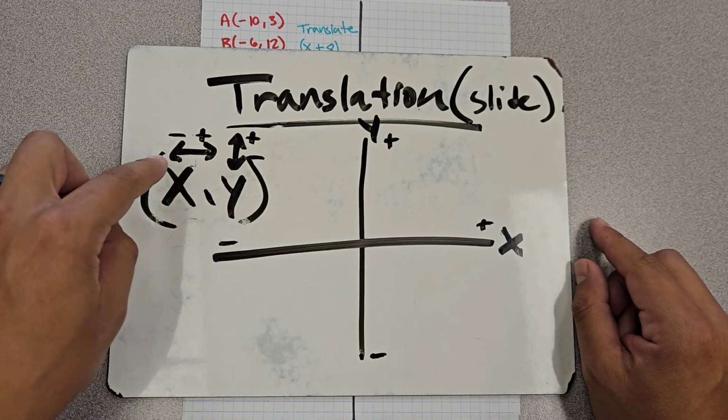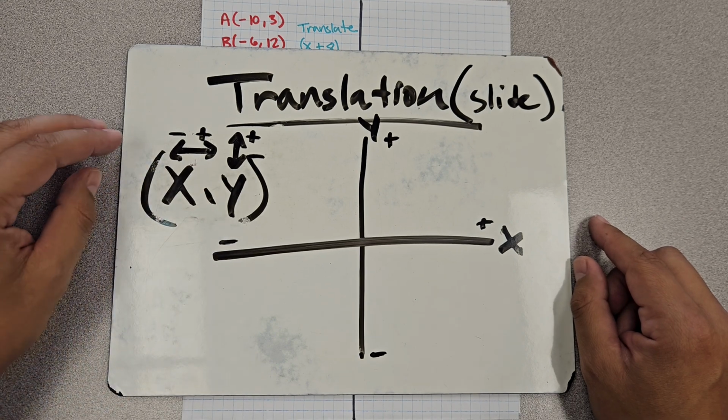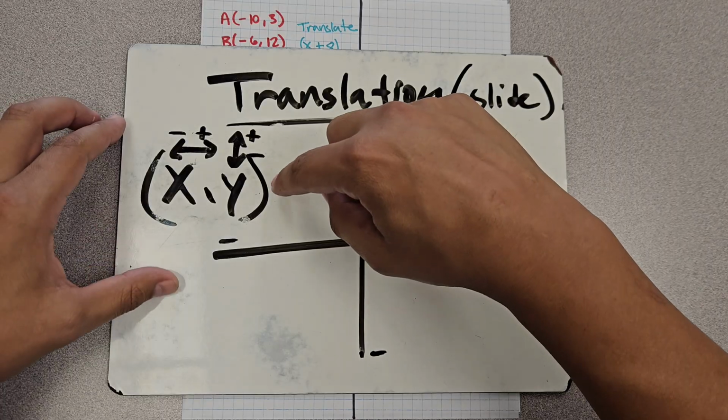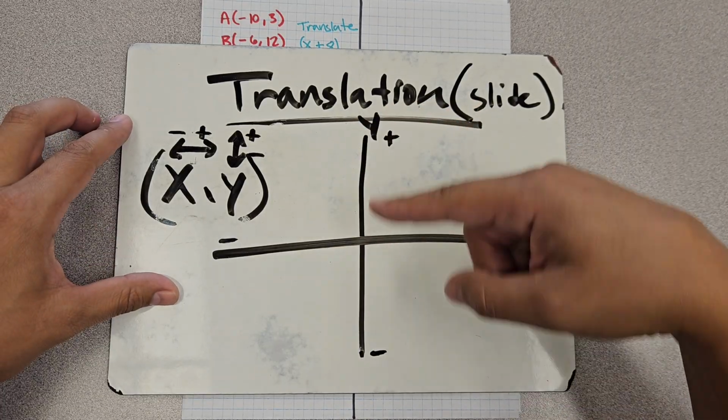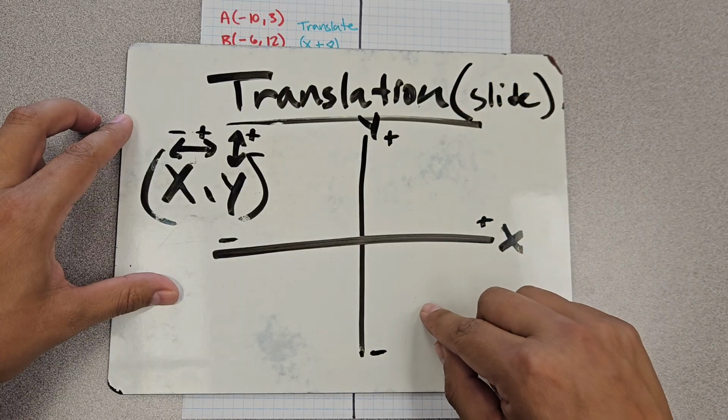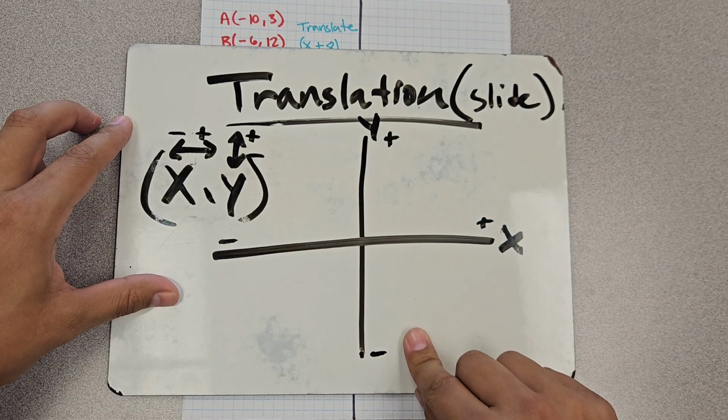With our x coordinate, it tells us we go left or right, and depending on if it's positive or negative, that's the direction we'll go. And same with our y's. Our y deals with the y-axis going up and down. Positive is the up direction, negative is the down direction.